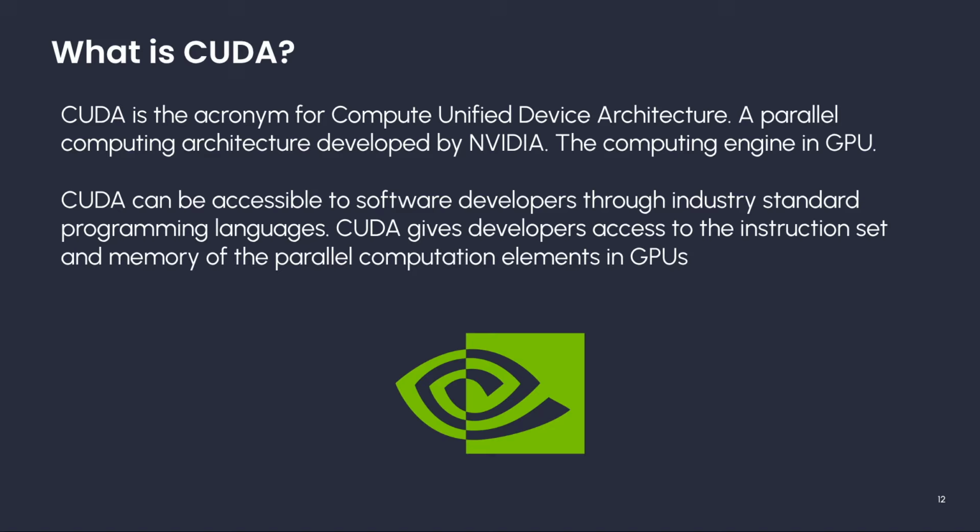So CUDA can be accessible to software developers through industry standard programming languages. In our case, आपण C use करूया. CUDA gives developers access to instruction set and memory of the parallel computation elements in the GPUs. So GPU मधले core elements आणि hardware access आपल्याला देतो CUDA, while being accessible using existing programming language like C, C++.